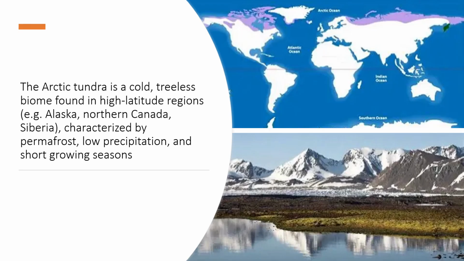Areas that have very cold temperatures, frozen or permafrost ground, low levels of precipitation, and very often long extended dark periods, with short summers with 24 hours of daylight.